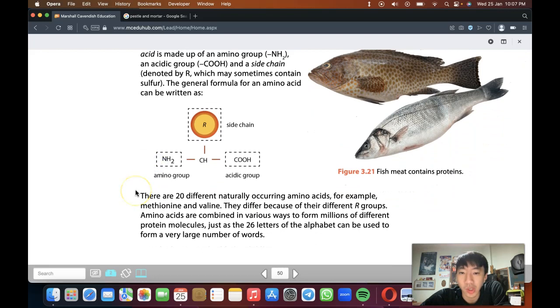So there are actually 20 different naturally occurring amino acids, and they differ because of their different side chain groups. Amino acids are combined in various ways to form millions of different protein molecules, just like the 26 letters of the alphabet can be used to form a very large number of words. So all of these amino acids combine together to form different types of proteins.